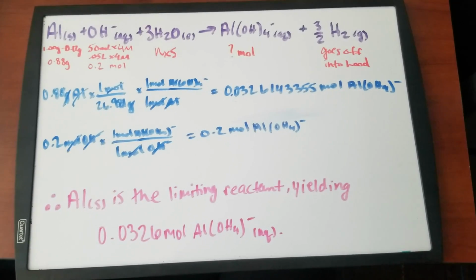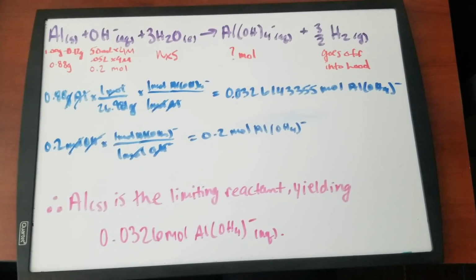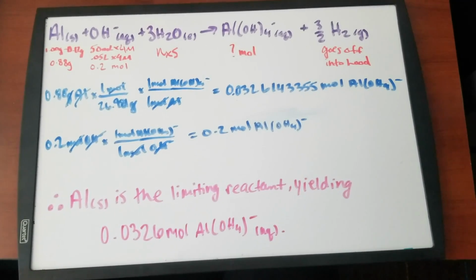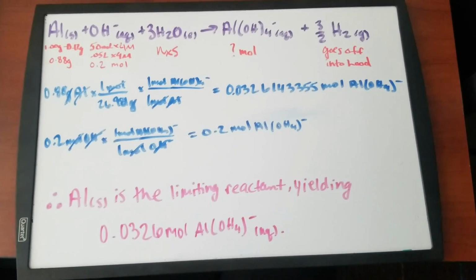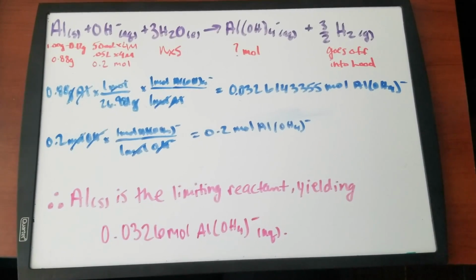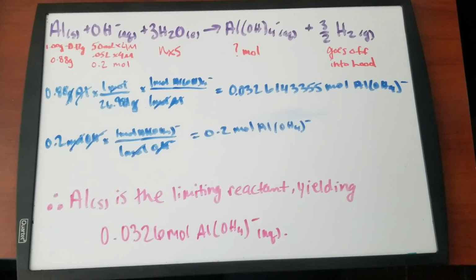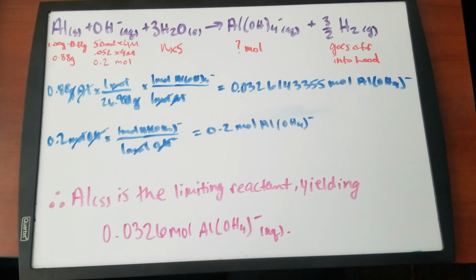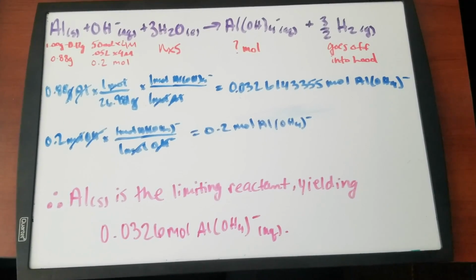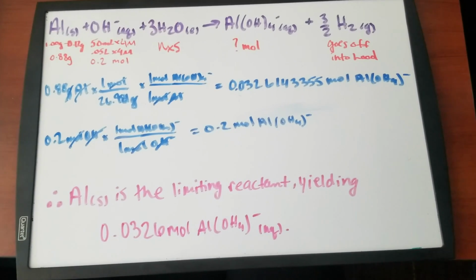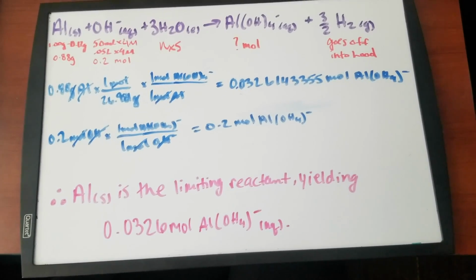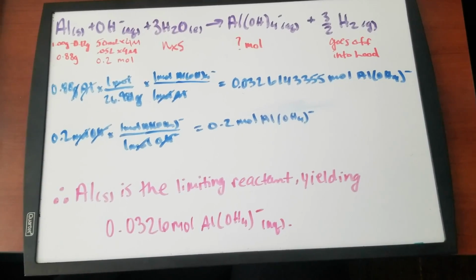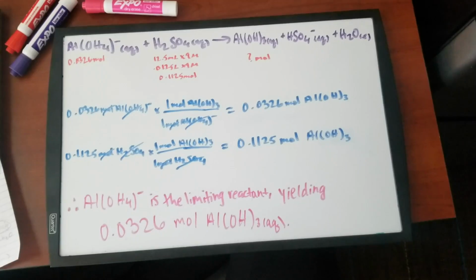To calculate the percent yield, we first have to find the limiting reactant in all four reaction steps. In the first reaction, we started with 1 gram of solid aluminum foil, and after we weighed the filtration paper with the impurities from the first step of the experiment, we found that we actually only had 0.88 grams of aluminum. We also had 0.2 moles of OH minus, and water was in excess. We wanted to find the moles of the AlOH4 minus. So, using stoichiometric relationships, we found that aluminum was the limiting reactant, yielding 0.0326 moles of AlOH4 minus.